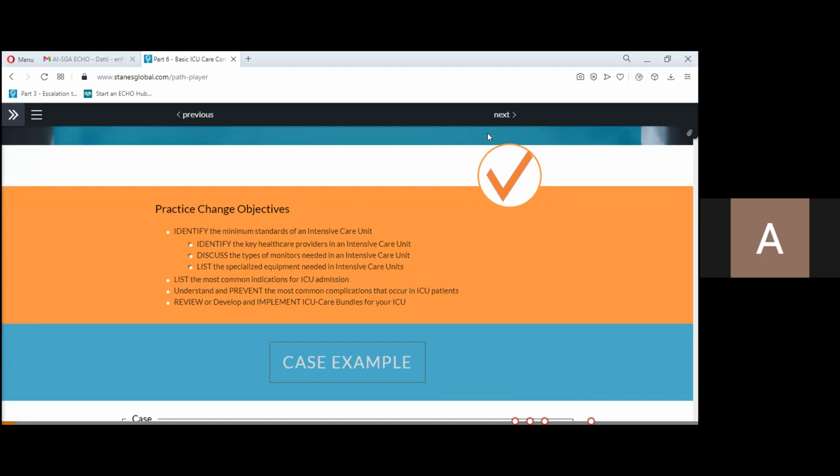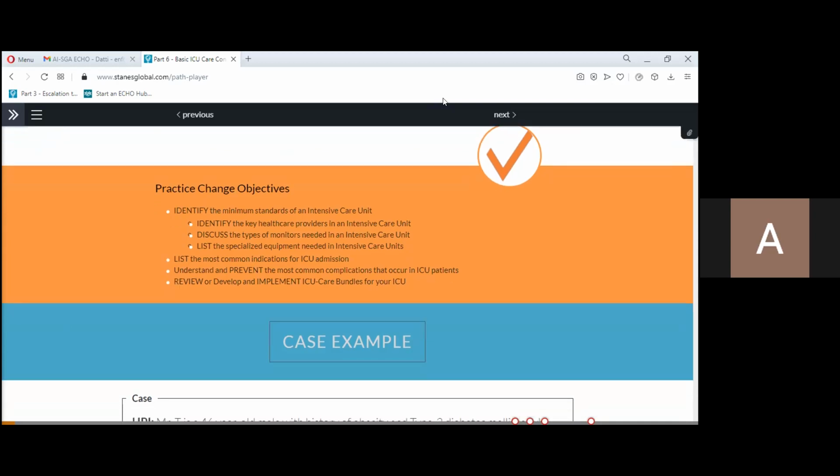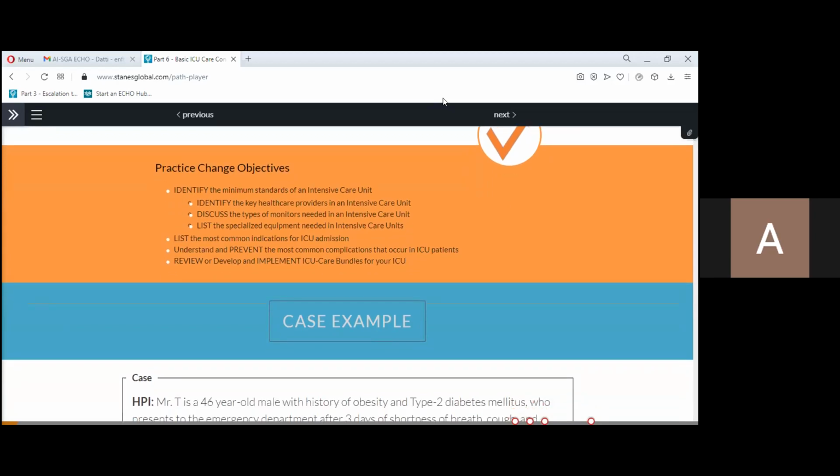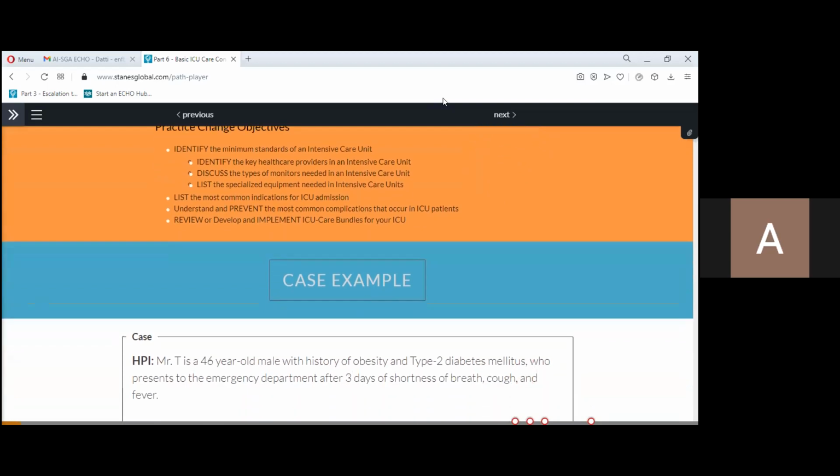The second major change objective is we need to be able to list the most common indications for ICU admission. This is very important. And then we have to understand and prevent, the emphasis is prevention, the most common complications that occur in ICU patients. And then we need to be able to review or develop and implement ICU care bundles, that is, the type that can work in your settings or your ICU. Okay, so let us start.